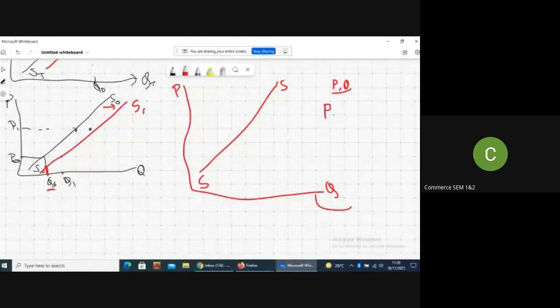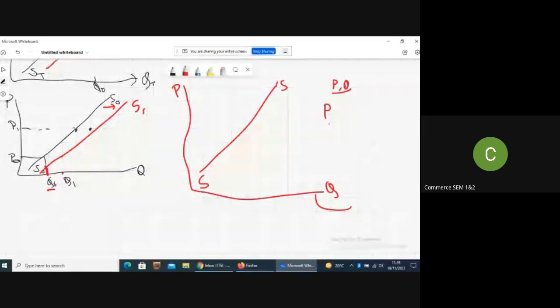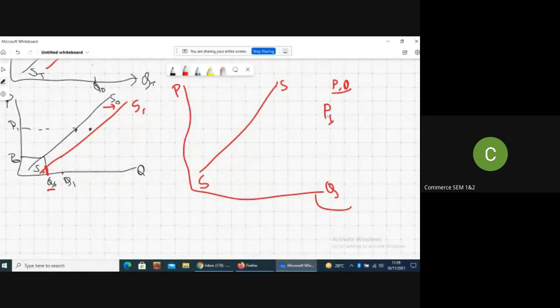So whenever price of raw materials or intermediate commodities, we call it PI, or price of intermediate goods, are increasing. That means price of potato and price of oil is increasing. So the cost of production will go up. So production cost will go up.